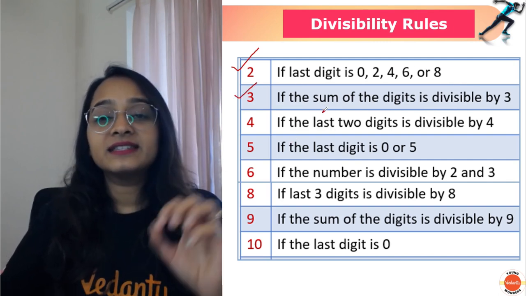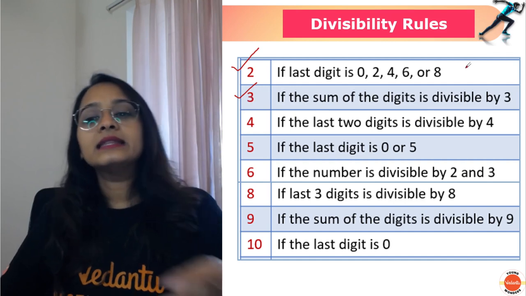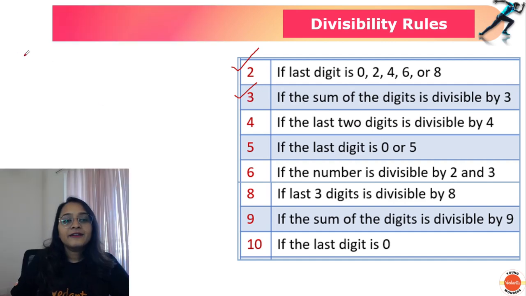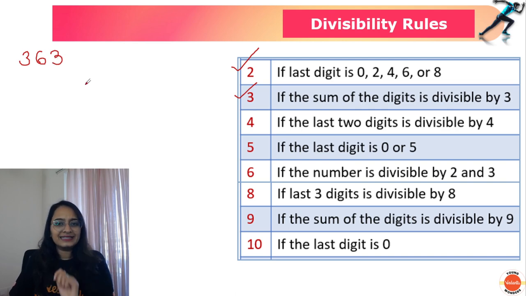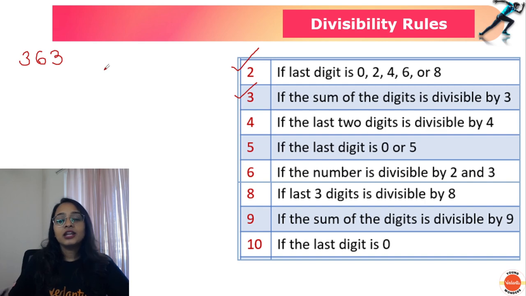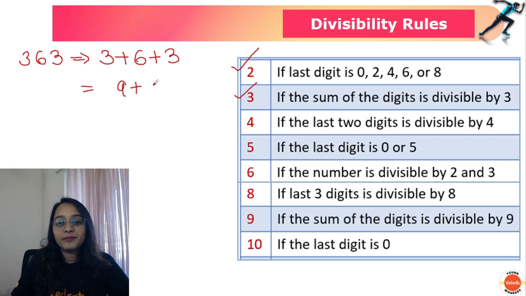What about 3? If the sum of the digits is divisible by 3, the entire number is divisible by 3. For example, let's take 363. Now, I want to find out if this number is divisible by 3 or not. So, what will I do? I will add every digit of the number. 3 plus 6 is 9, plus 3, 12. Is 12 divisible by 3? Yes. 4 into 3 is 12.